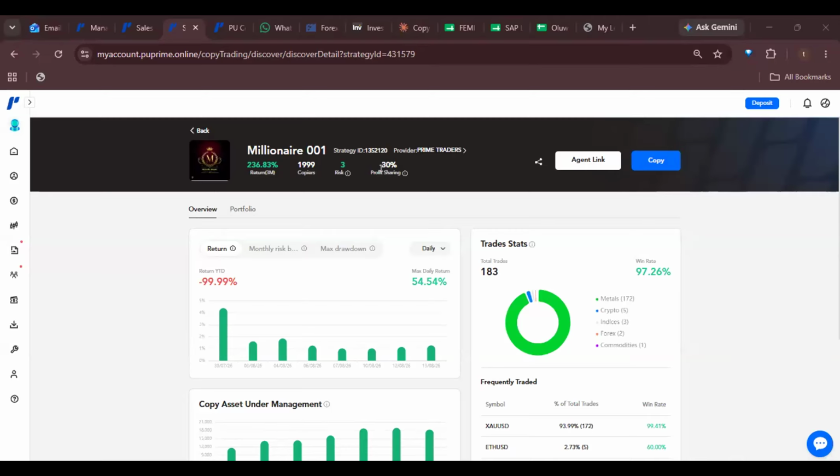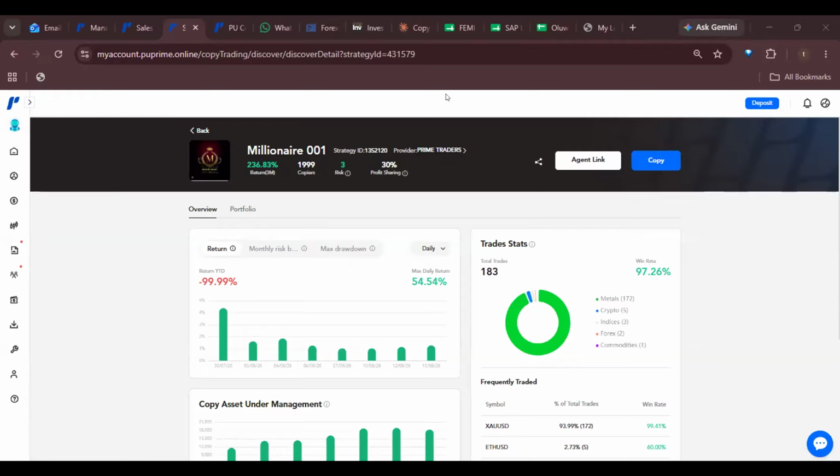whatever the signal provider makes, you can actually see how much they would be getting from whatever profit they actually make for you. Now, aside from these two, I want to take a minute to actually demonstrate how copy trading is initiated.